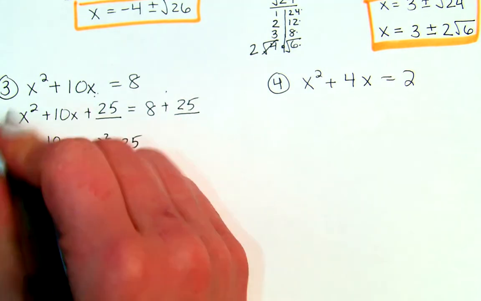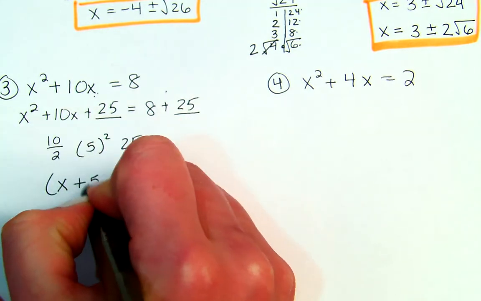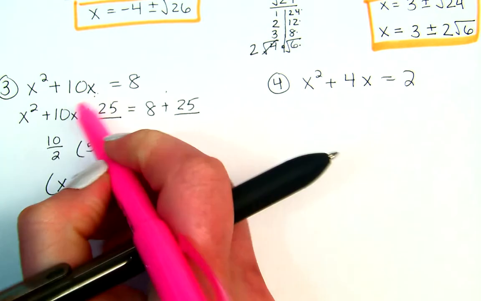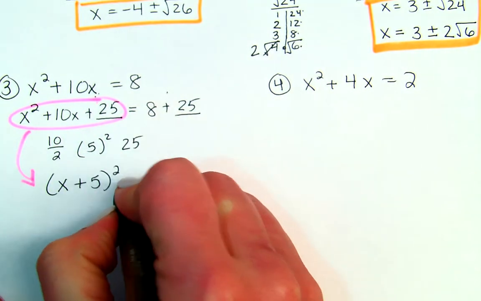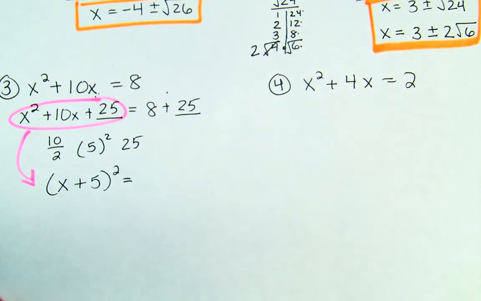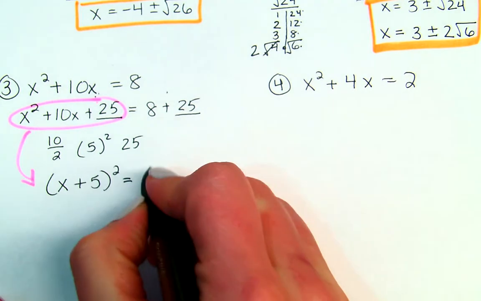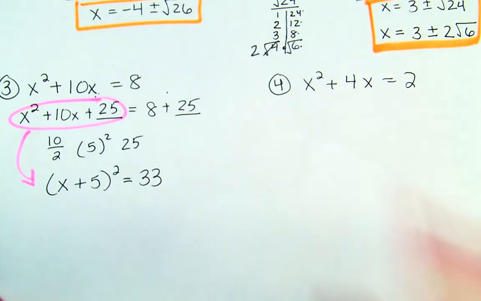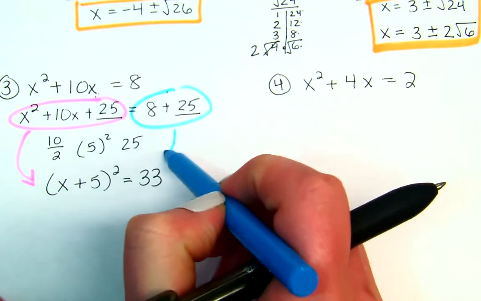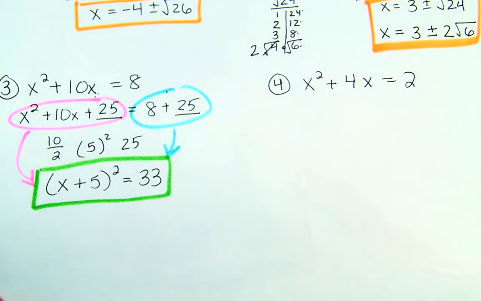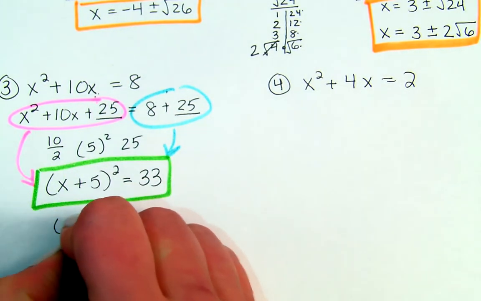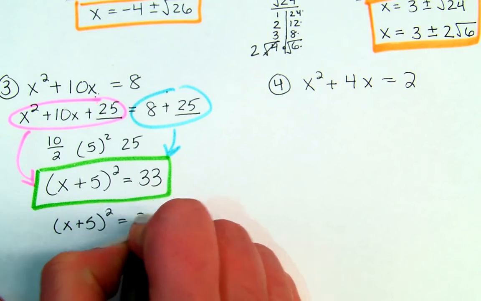So this factored is x plus 5 squared, right? That's our perfect square trinomial and its factored form. And then on the right, 8 plus 25 winds up being 33. And that was the right side. So our intermediate step is as follows, and we're going to continue by solving. So x plus 5 squared equals 33.